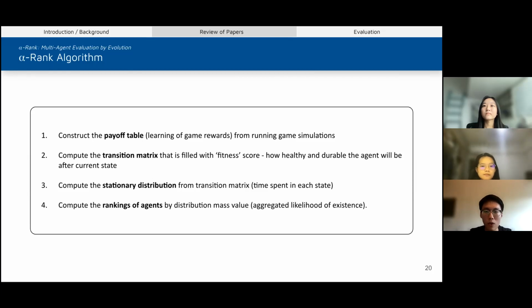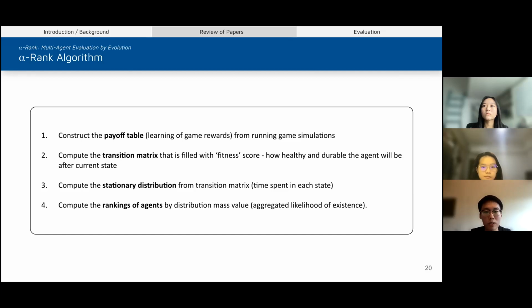There are 4 steps for alpha rank estimation. Firstly, we construct the payoff table from game simulations. Recall that games are run in multiple rounds to study their evolutionary behaviors. We may use Monte Carlo simulations to build the payoff tables, which are discussed in more detail in the evaluation part. Secondly, we compute the transition matrix, which contains the probability of the agent surviving till the next round of the game. Note that agent here refers to each game strategy, which includes the global behavior of players.